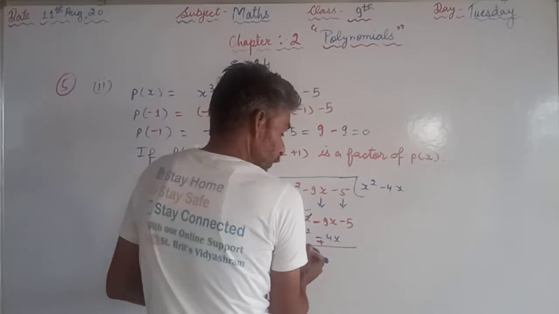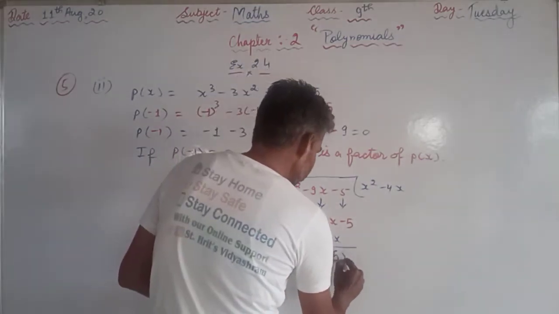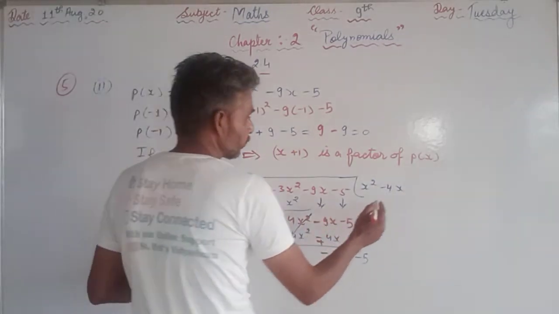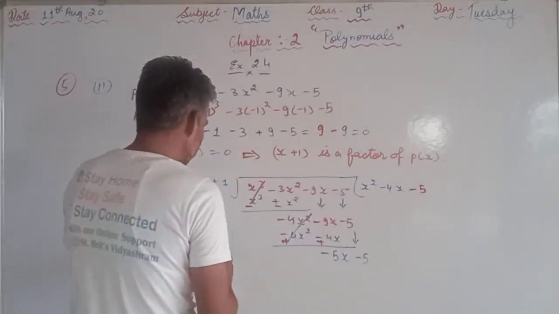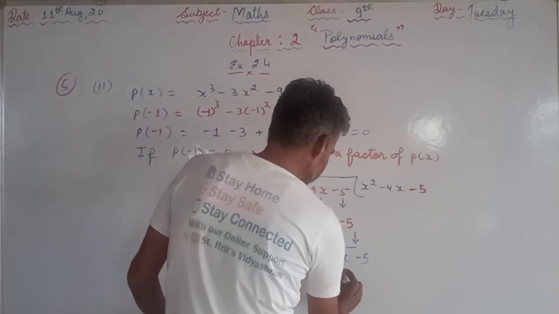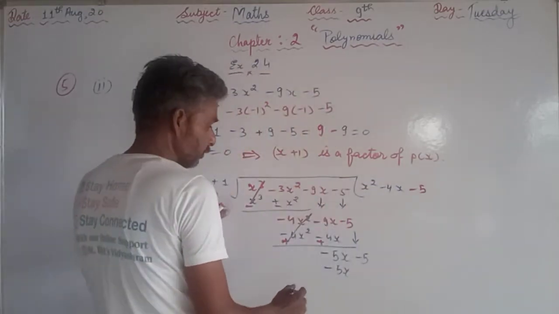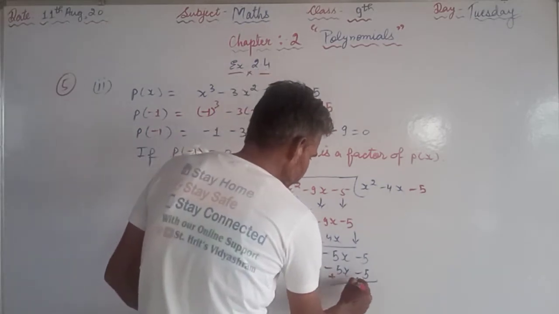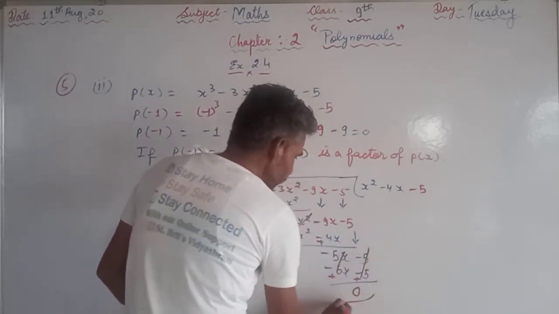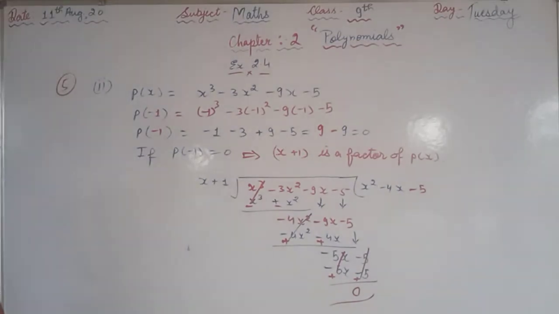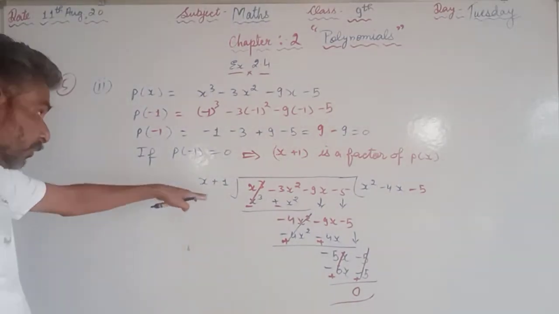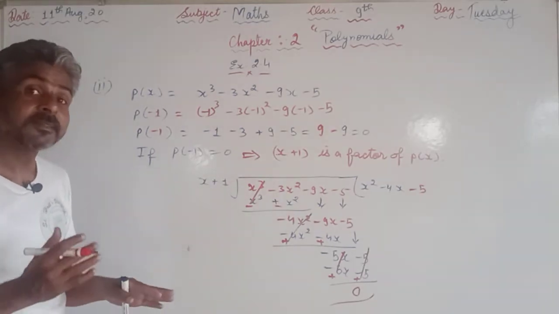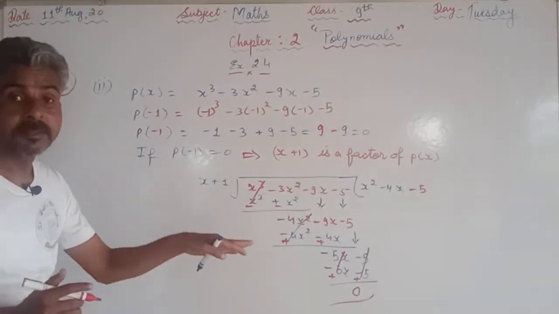Minus 9x plus 4x means minus 5x, minus 5 already we have brought down. So now we are supposed to multiply by minus 5. So minus 5 into x, minus 5x, and minus 5 into plus 1, that is minus 5 again. So again we will change the sign, and both the terms will be completely cancelled out, and we will get 0 as the remainder. It means that what we have thought, that x plus 1 is a factor of this p(x), is right, because we got the remainder 0.